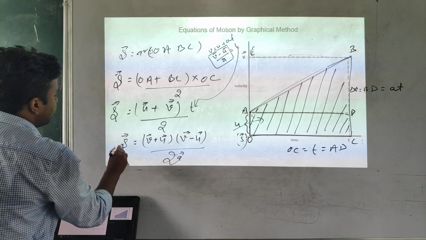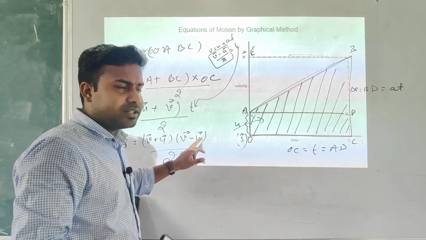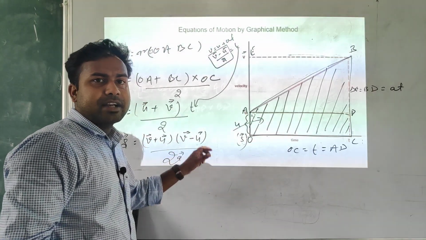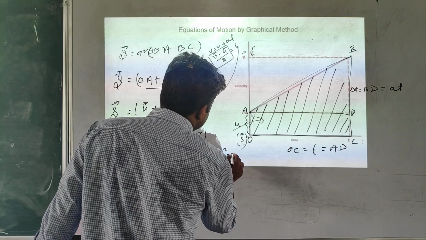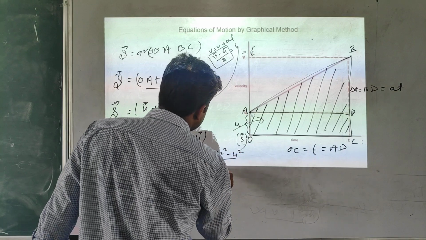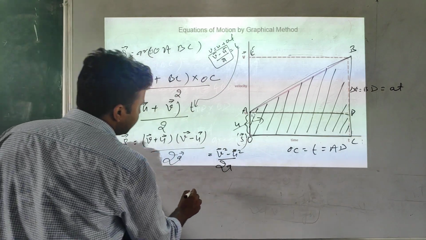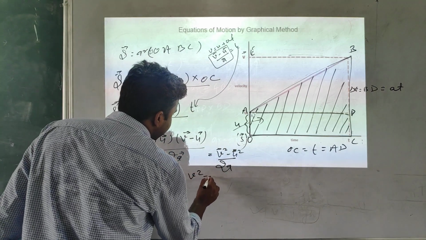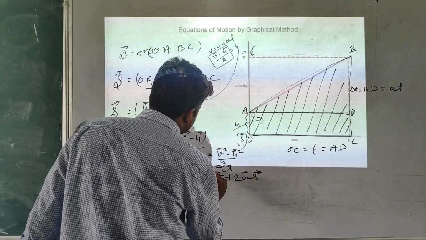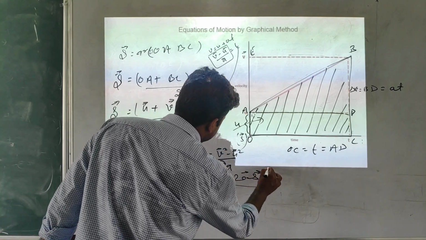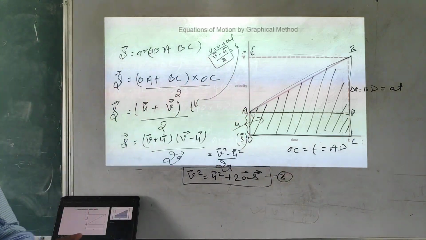Now this is equal to the displacement. Try to understand: A plus B into A minus B is A square minus B square. So we can write V square minus U square divided by 2A. Put the vector sign here, students. Now if you take the cross multiplication, you get V square equals U square plus 2AS. And this one is our third equation.